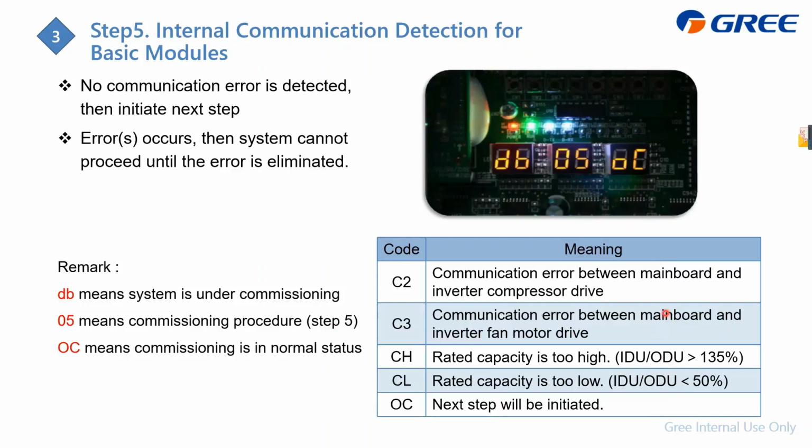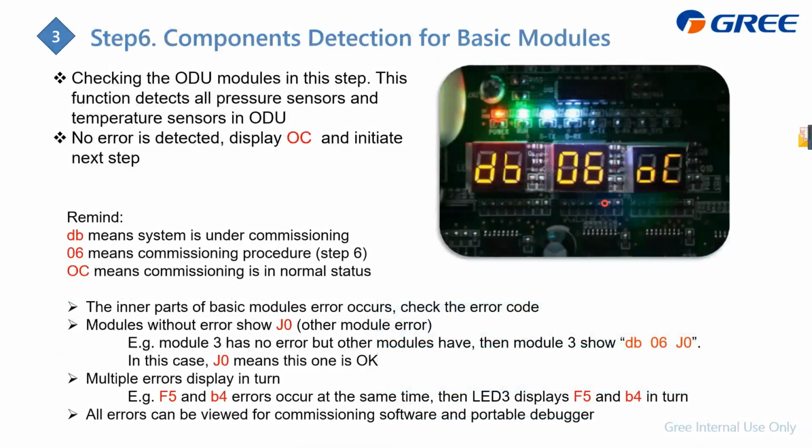And if something is wrong with the communication, for example, if there is a communication error between the mainboard and the compressor drive module, it will display C2. The corresponding error code will be displayed here. And this is step 5. At step 5, normally there is no error because it's a new module, and it displays OC, and then comes to step 6 automatically.